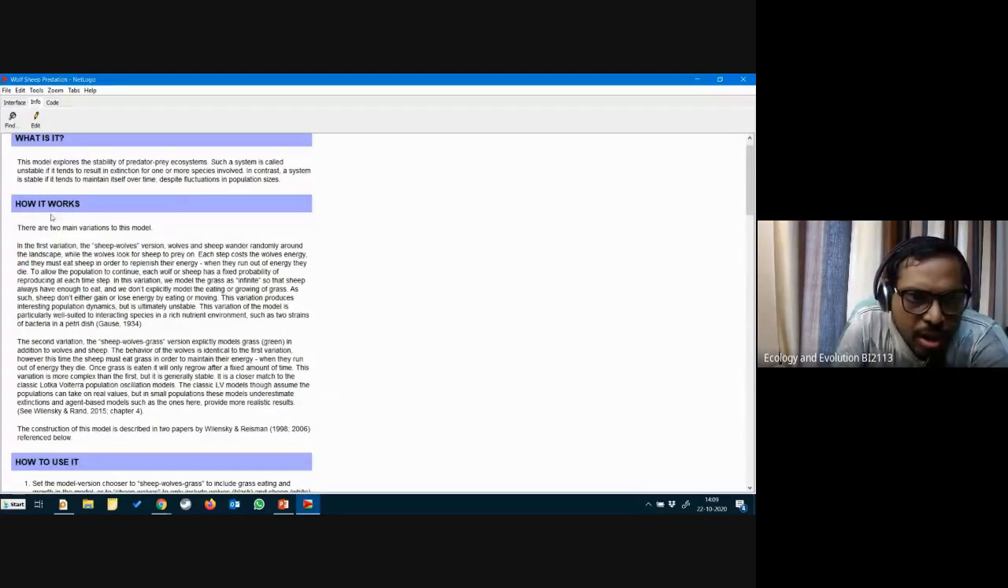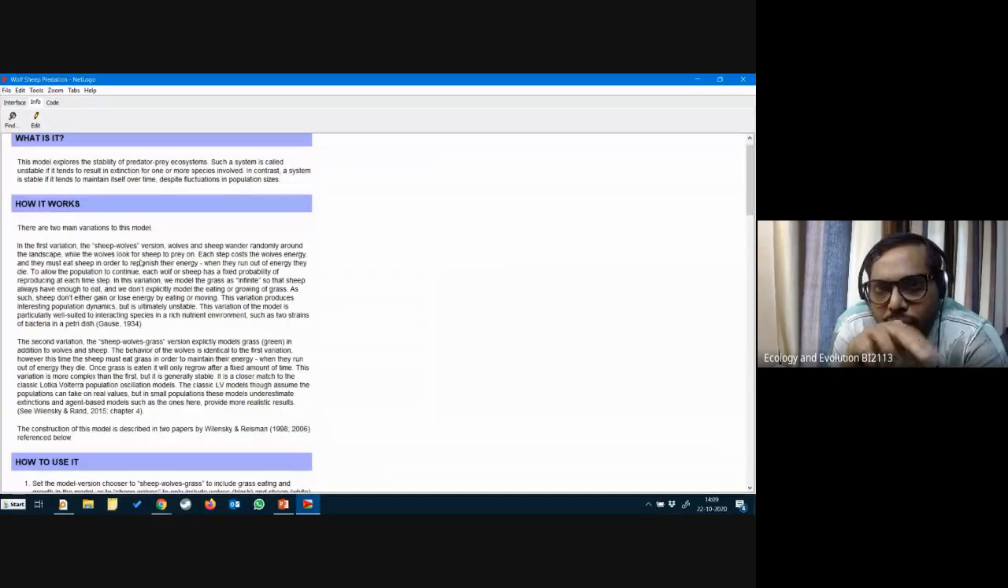To allow the population to continue, each wolf or sheep has a fixed probability of reproducing at each time step. In this particular case, grass is supposed to be infinite, so the sheep always have enough to eat. You don't care about their movement. However, the wolf doesn't have enough to eat, so each time step when the wolf is moving around, it is losing energy, and if the energy goes below a threshold, it is going to die.